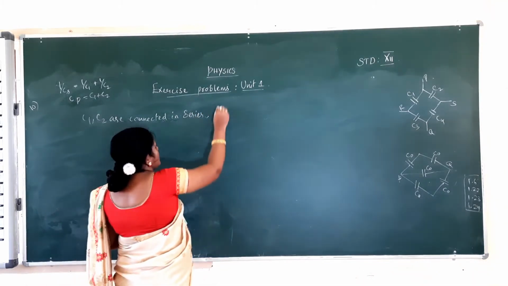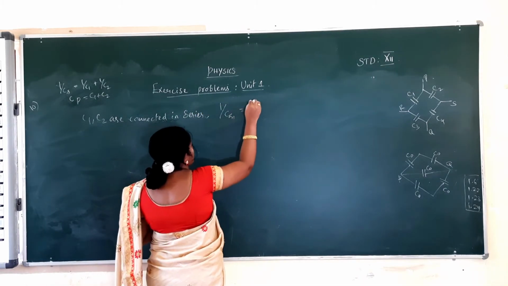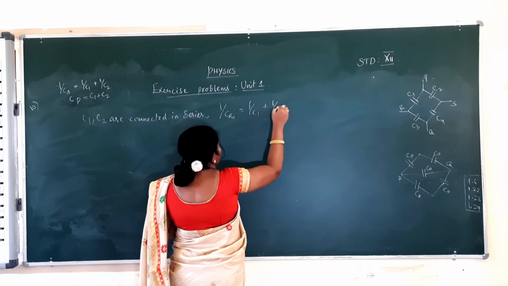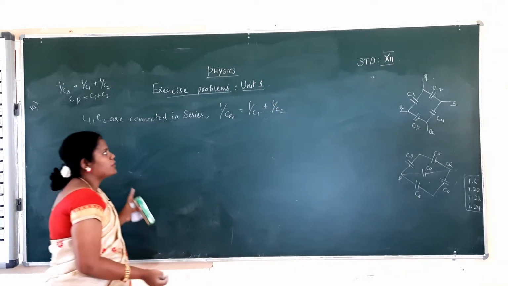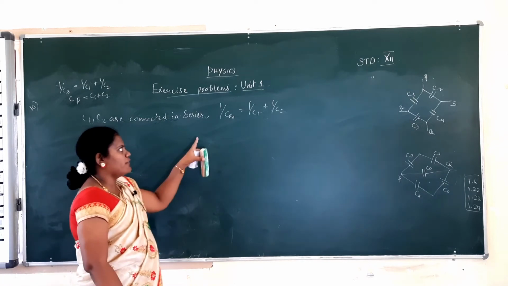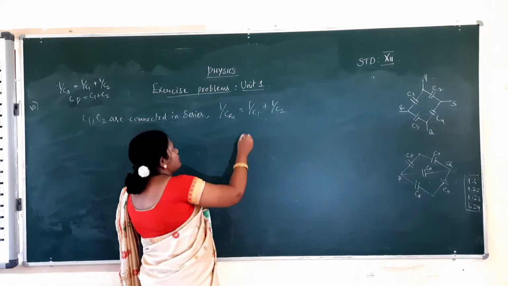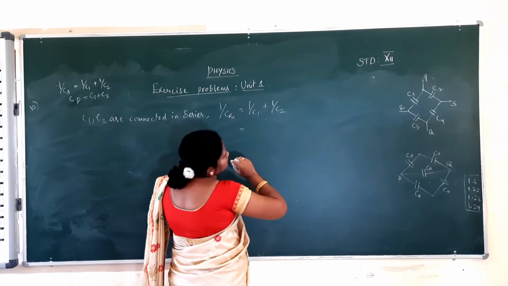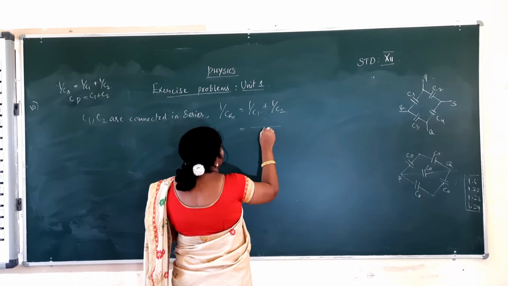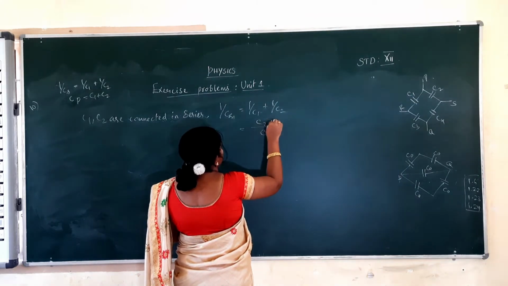Series. So 1 by CS1 is equal to 1 by C1 plus 1 by C2. If two capacitors are connected in series, what is the formula? Reciprocal of the effective capacitance is equal to 1 by C1 plus 1 by C2. Then 1 by C1 and 1 by C2, taking the LCM, C1 C2 and C2 plus C1.